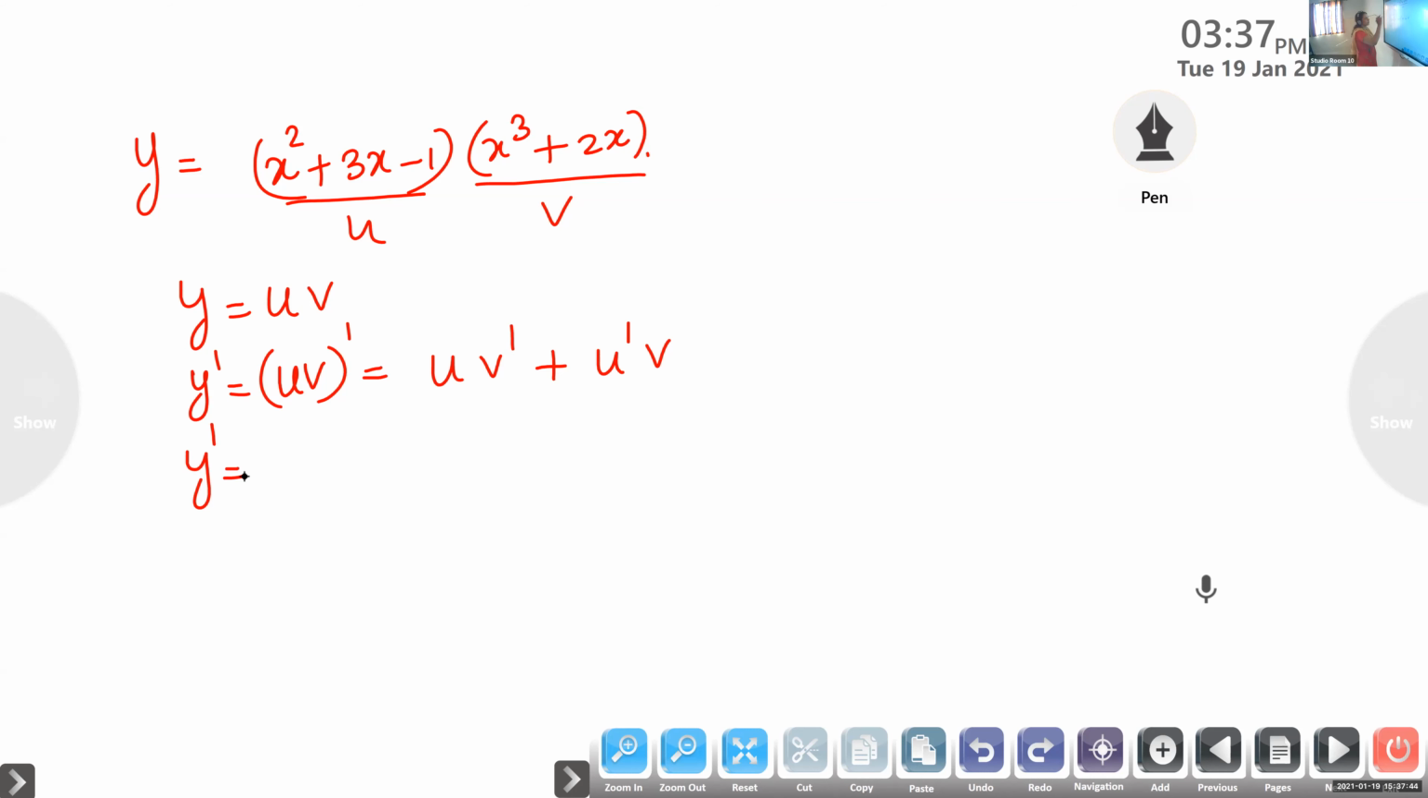So u is given. Before that, you can write what u is. U is x square plus 3x minus 1. From here, what is u dash? Similarly, v is given. What is v? X cube plus 2x. From here, you find out what v dash is. Find u dash, find v dash, and apply the values. Substitute it in the y dash.